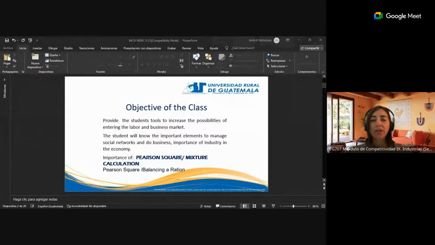And today we're going to learn about the Pearson square and this tool for mixture calculation, how to balance a ration for any animal in farming. So for all the students that are studying engineering, this is a really important tool that you need to understand. Also for all the ones that are working in the food industry, or in agriculture, or also farming, because with this tool we can calculate several things. So pay attention to that.